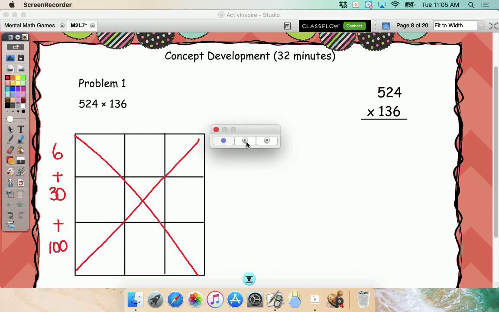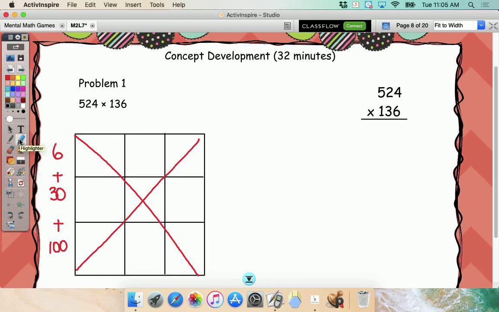Okay, now what I'm going to do, and I don't expect you to do this, but I'm just going to highlight, what color am I on here? I'm just going to highlight these zeros. Try that again. Okay, I'm going to highlight the zeros, but just to draw your attention to them, okay?